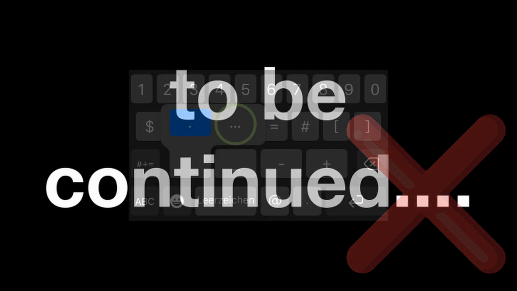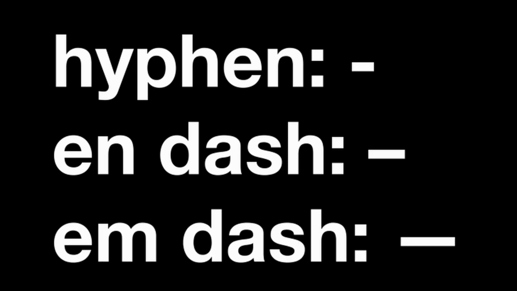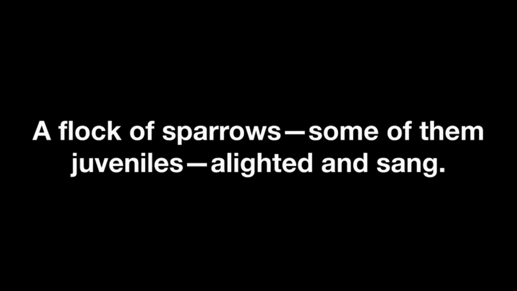Never use multiple period characters to signify an omission, and learn how to access the ellipsis, which is a single character made for this purpose. And learn the difference between hyphen, n-dash and m-dash, and learn how to access these characters on your keyboard. Never use a hyphen when an n-dash or m-dash would be required.